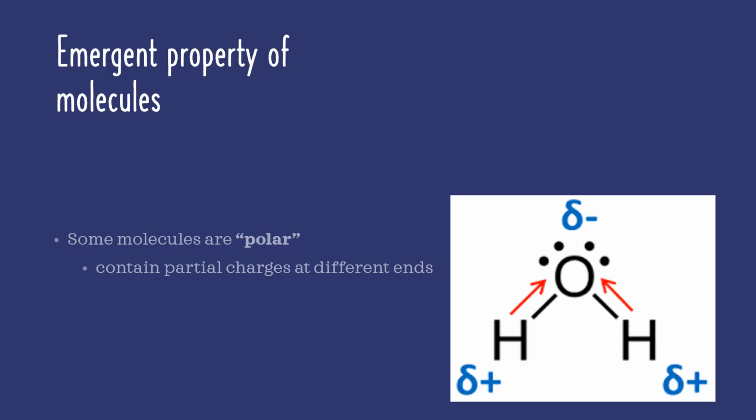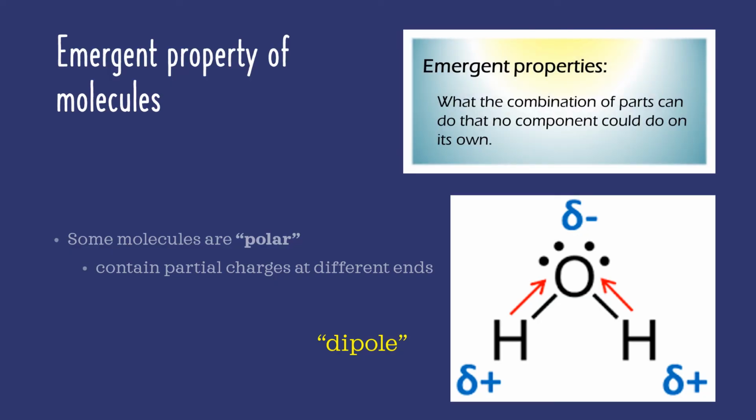Any structure that has opposite charges at either end is called a dipole. So polar molecules are dipoles. Atoms are never dipoles, so this ability to become polar is an emergent property of molecules.